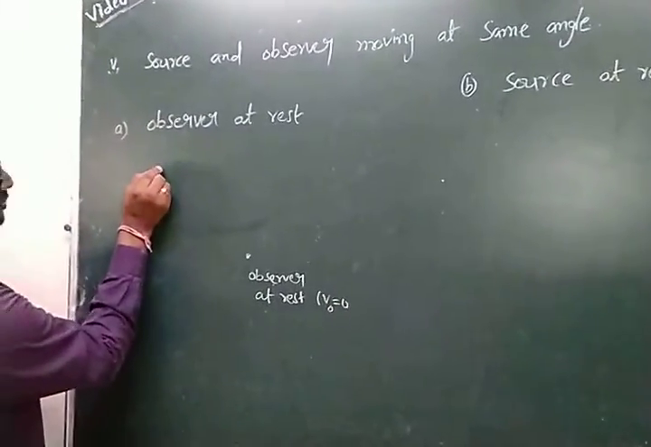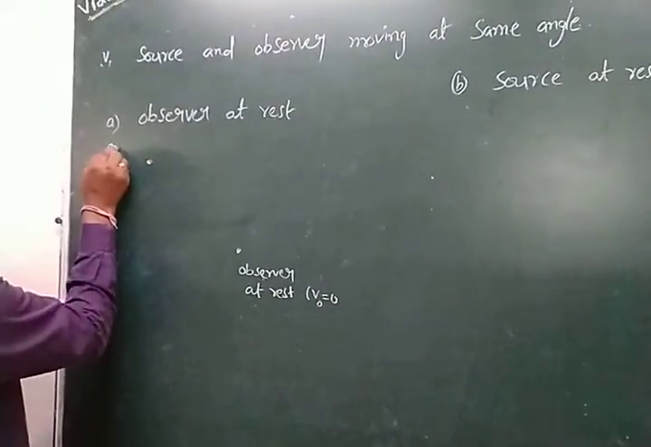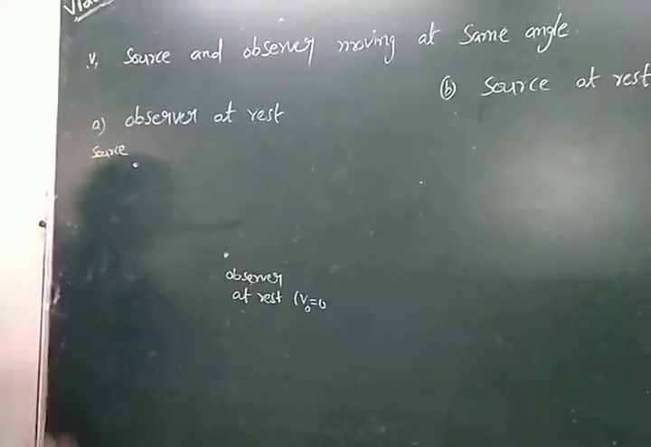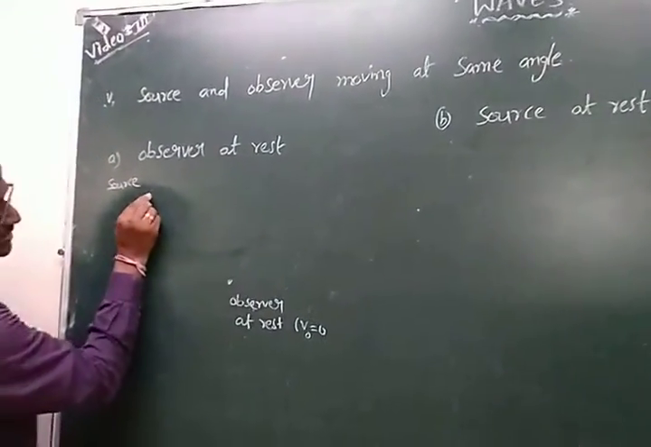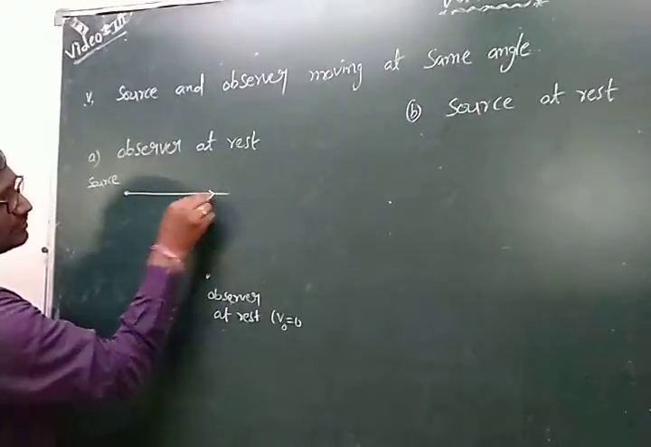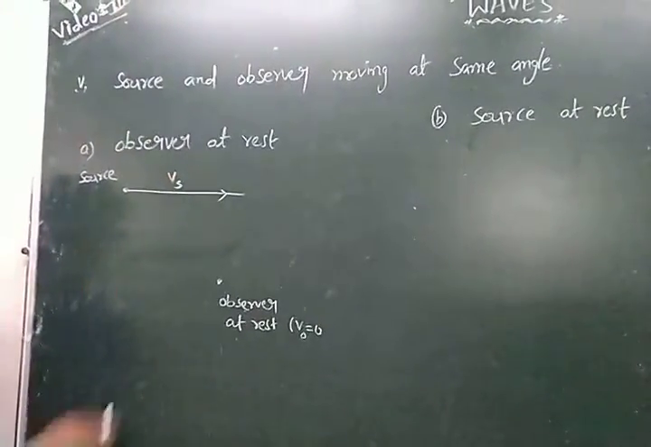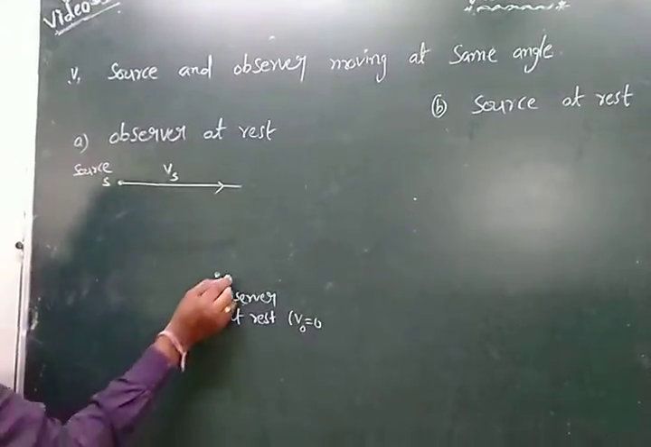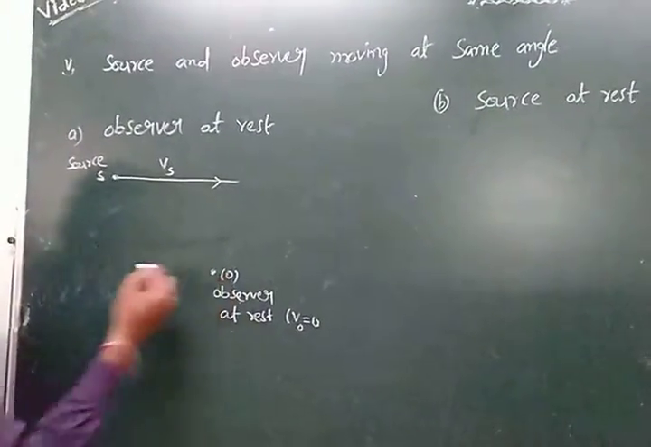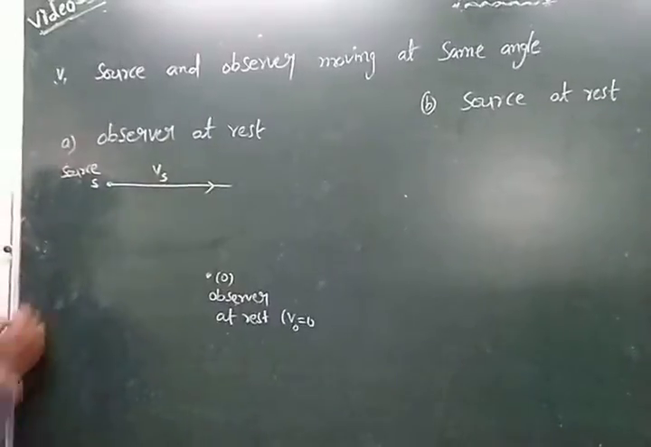Now here is considered the source. What is considered this source? Now the source is moving, and this is the direction actually. What is the velocity there? The source velocity is Vs. Now if the source is moving, this is the direction.